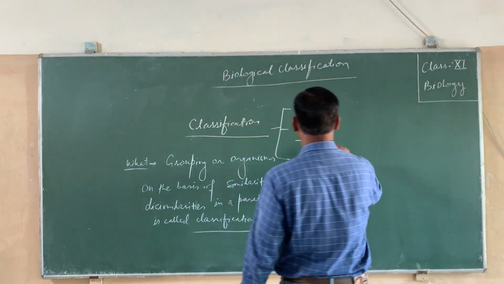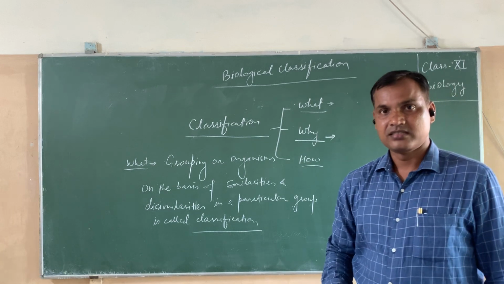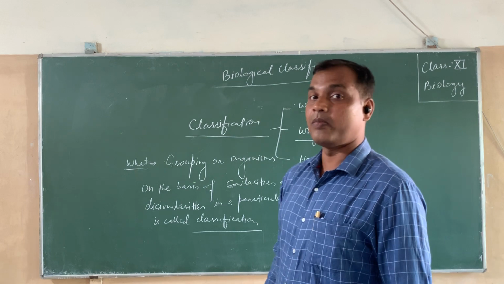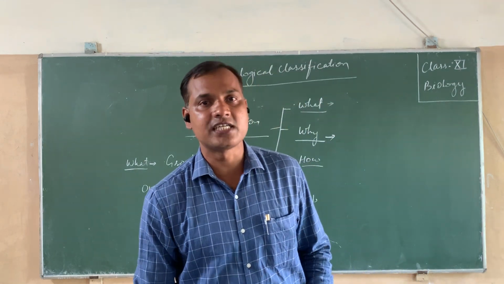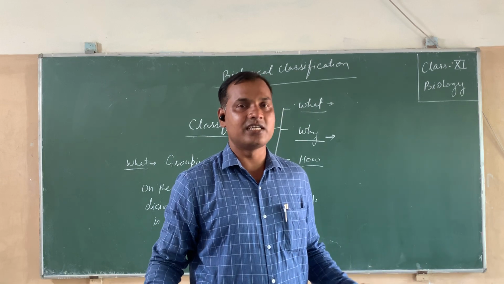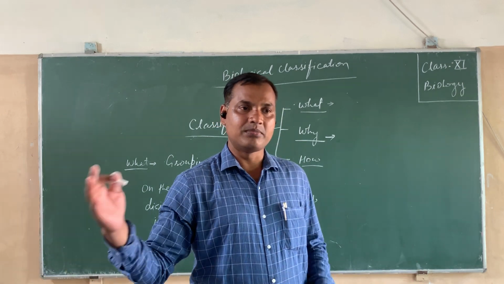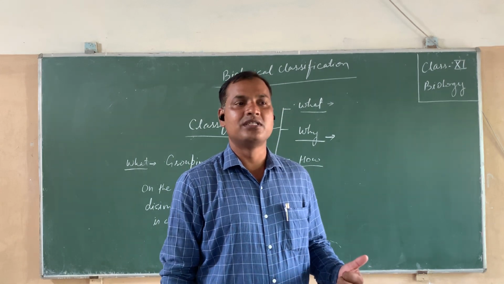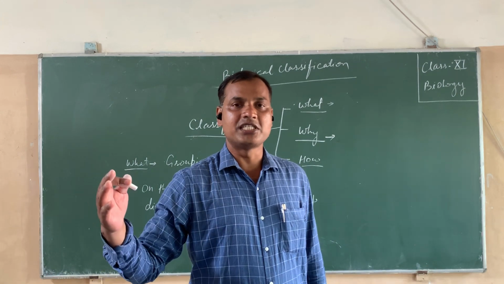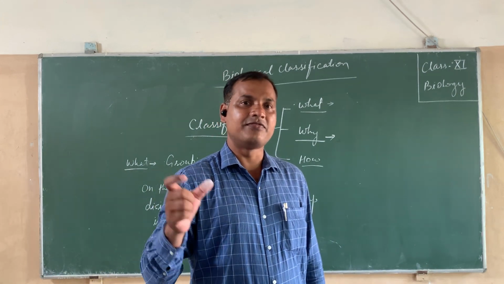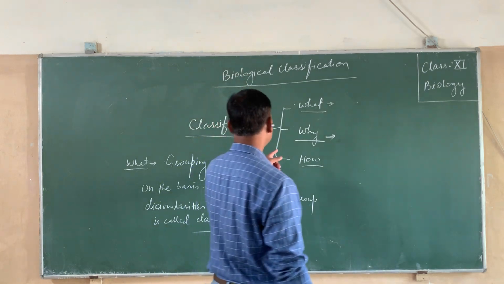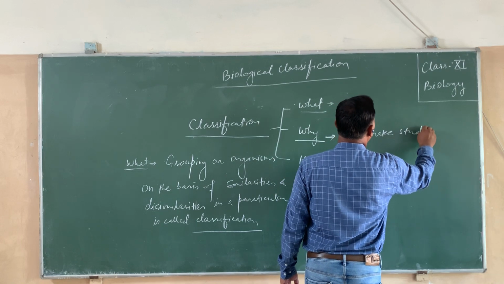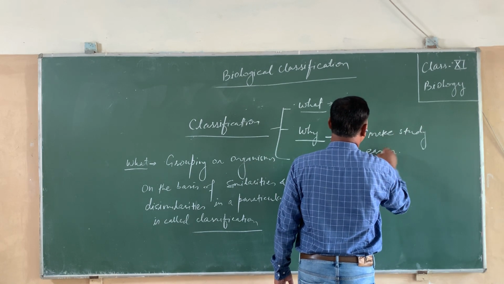The second question is, why is classification? So the answer is very simple, to make the study easier. किसी भी चीज़ को जब हमें स्टडी करना हो और वो चीज़ कॉम्प्लेक्स हो, तो we just go for classification. We just need to make some criteria, some parameters, and on the basis of those parameters, we have to group the organisms, the elements, the other substances on the basis of their similarities and dissimilarities. This definitely makes the study easier. So why is classification? To make study easy.